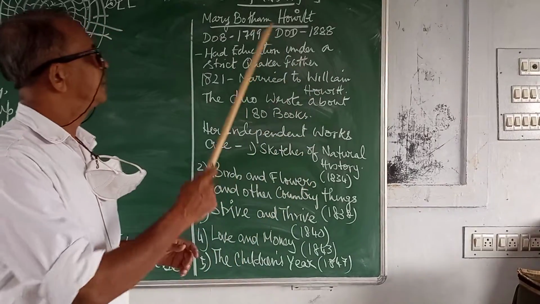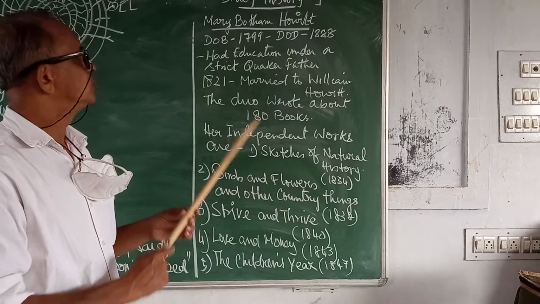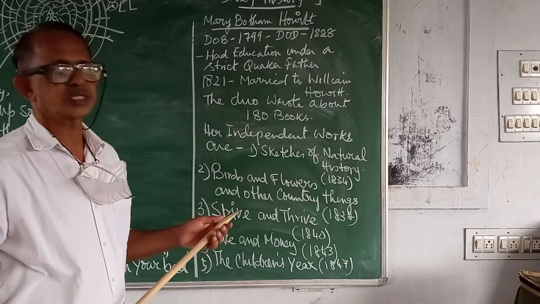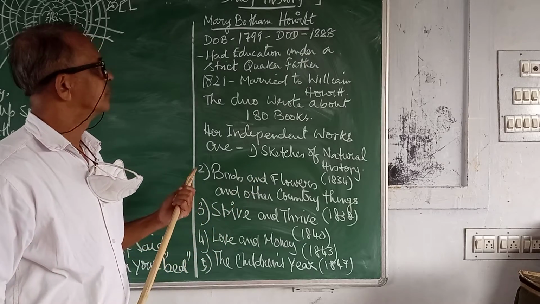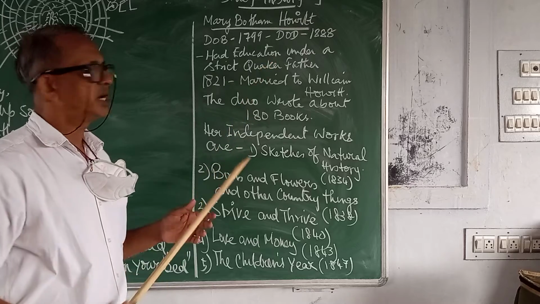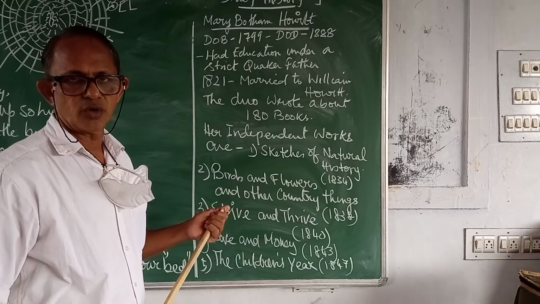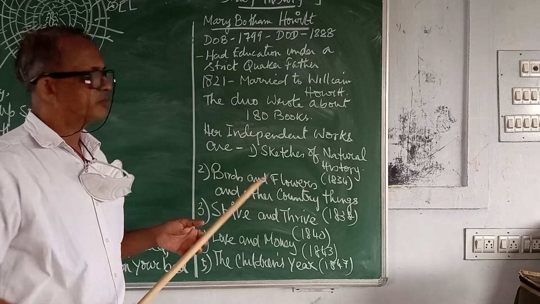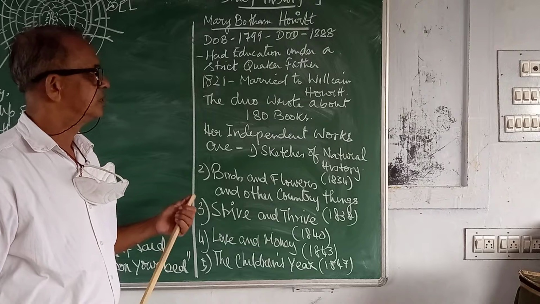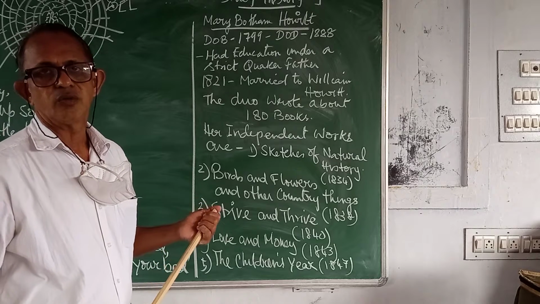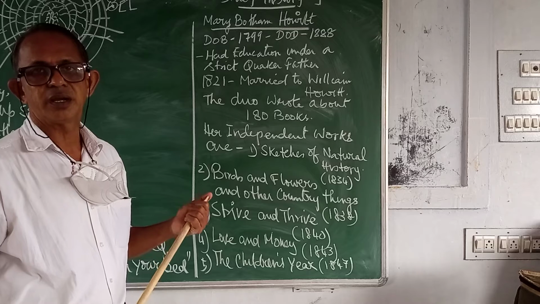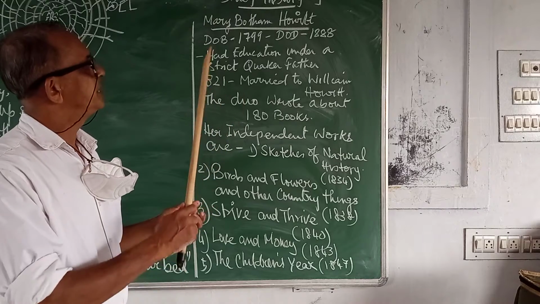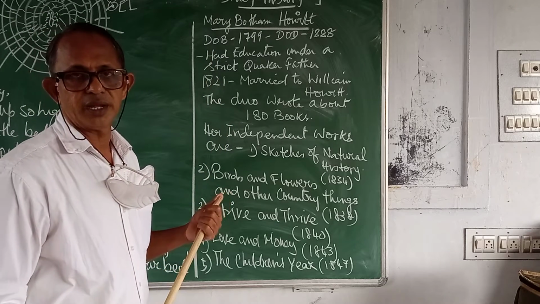Before going into the poetry, I shall discuss a very brief history of Mary Botham Howitt. She was born in the year 1799 and she breathed her last in the year 1888. She had education under a strict Quaker father. In 1821, she got married to William Howitt. William Howitt was very sharp in literary works, and equally Mary Botham also was sharp in literary works.